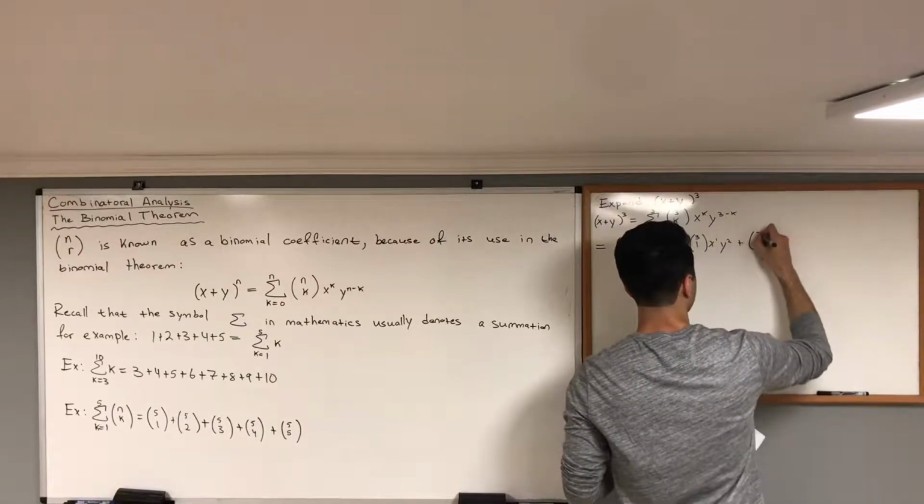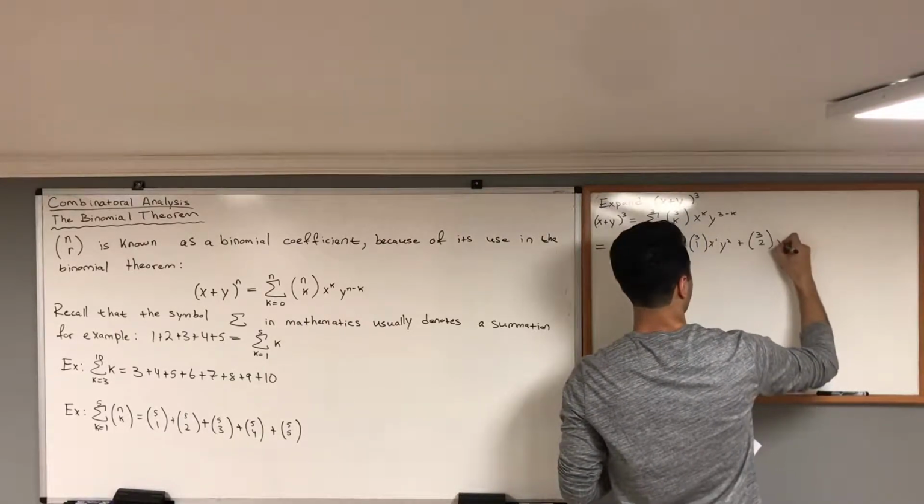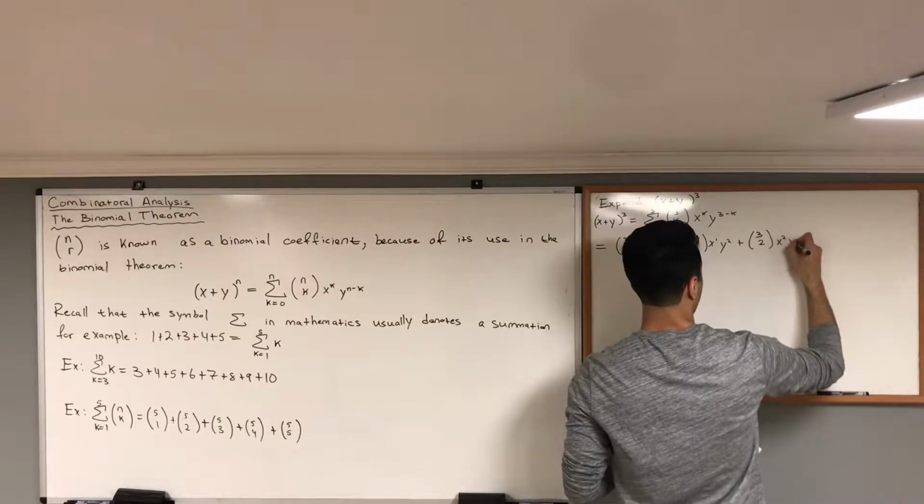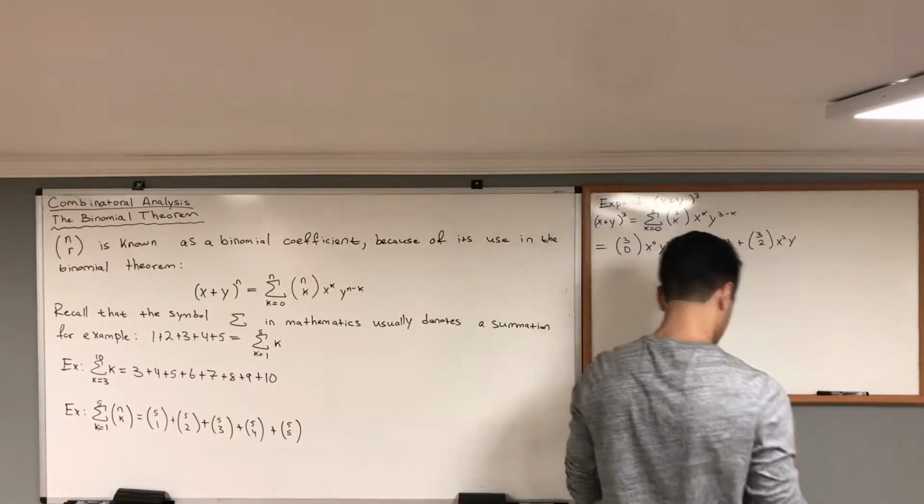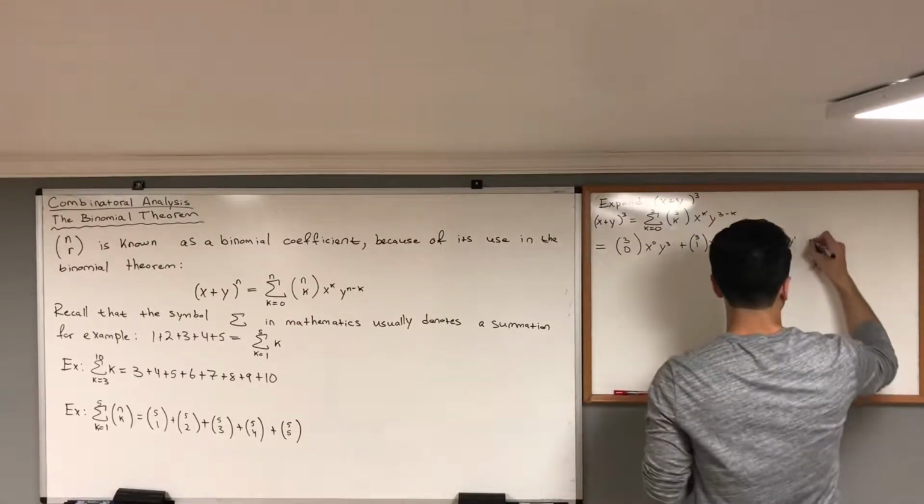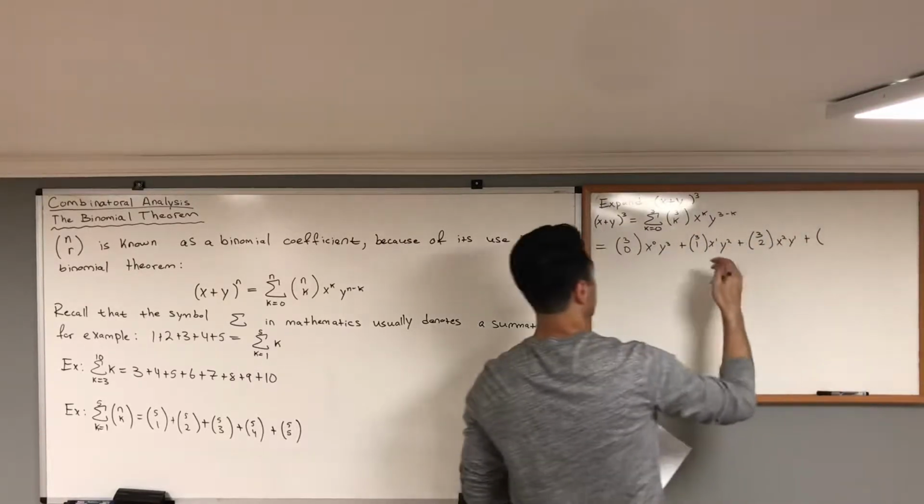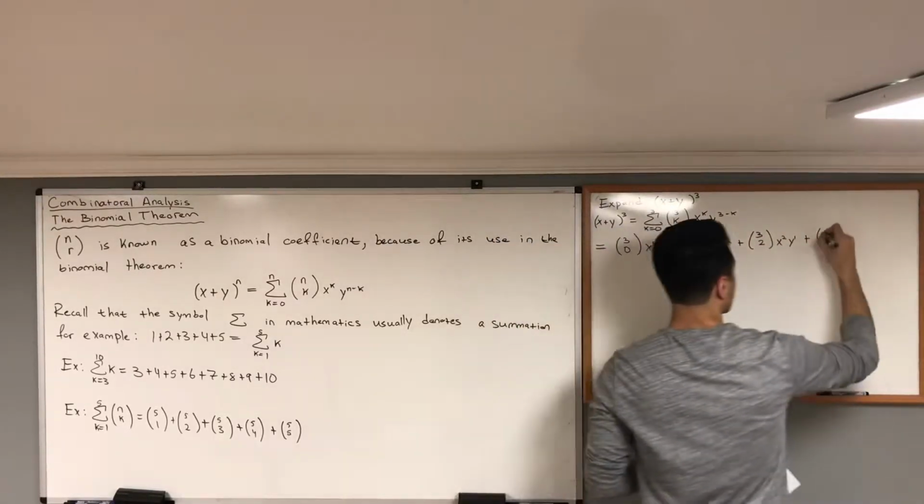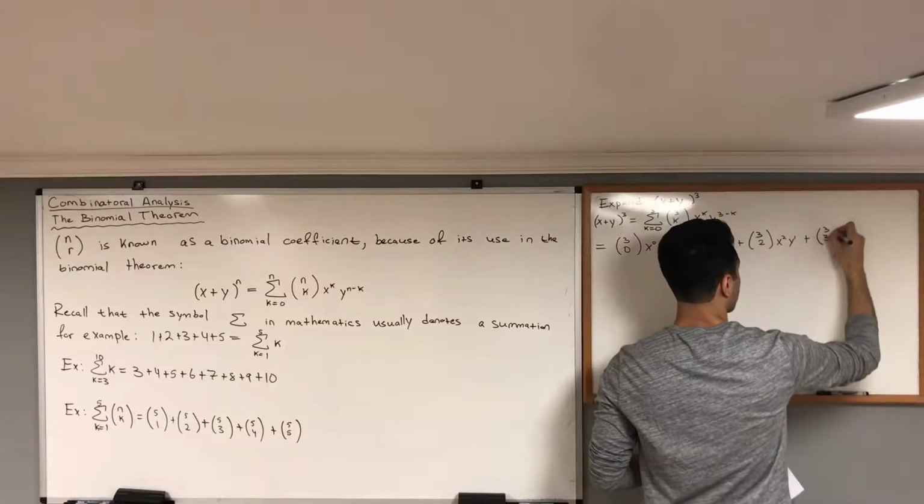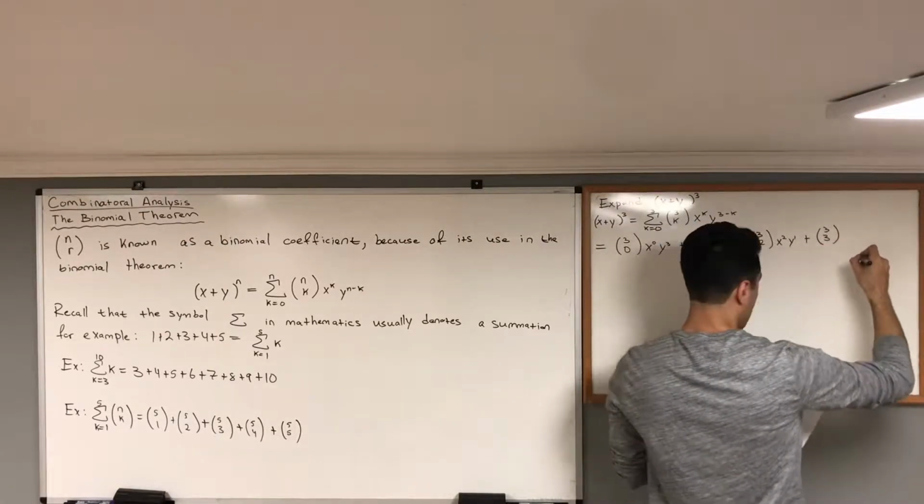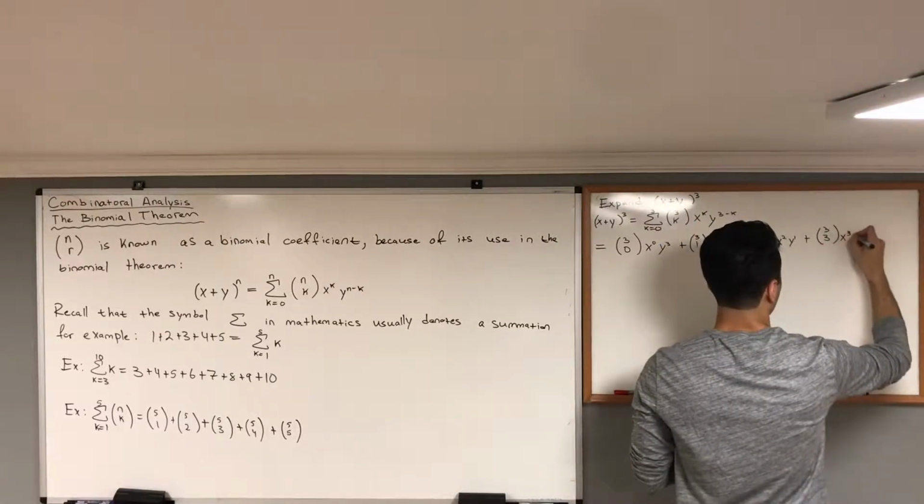3 choose 2, x squared, and we have y to the first. And finally, our k finally reaches the n, which is 3. So we have a 3 here, and then a 3 here. 3 choose 3, and then x cubed and y to the 0.